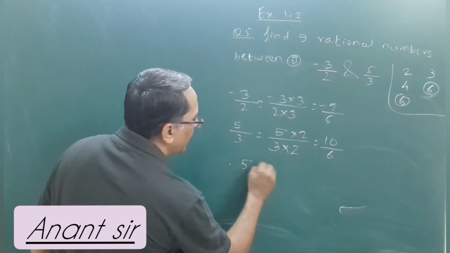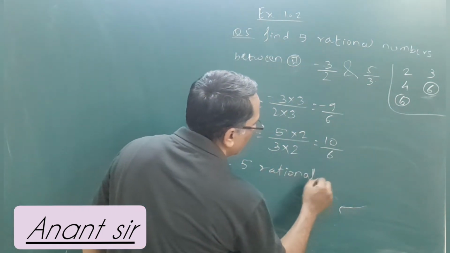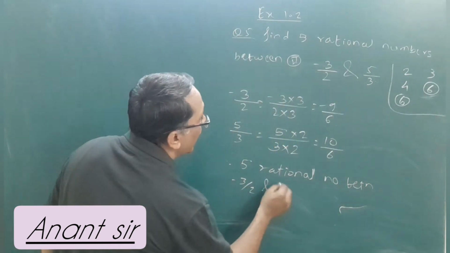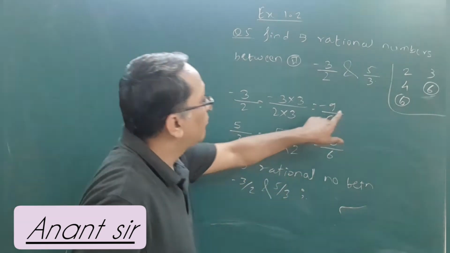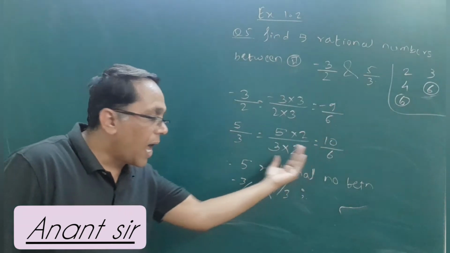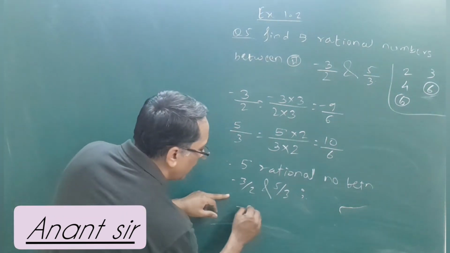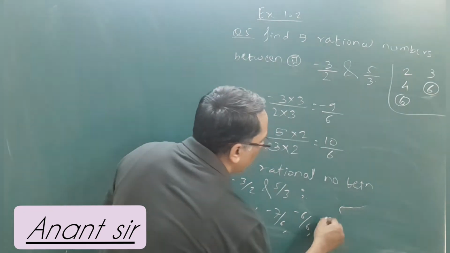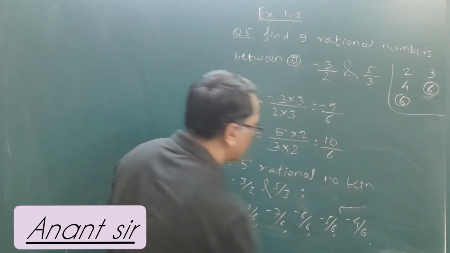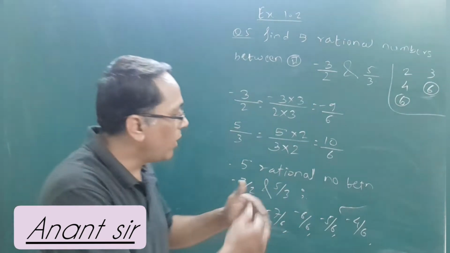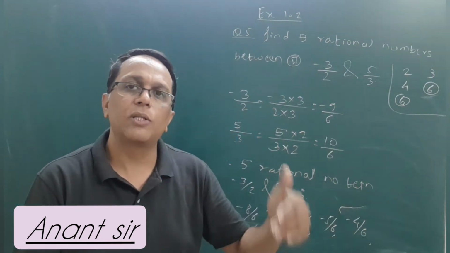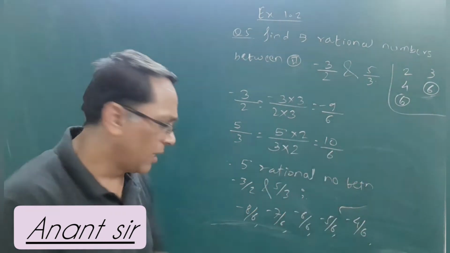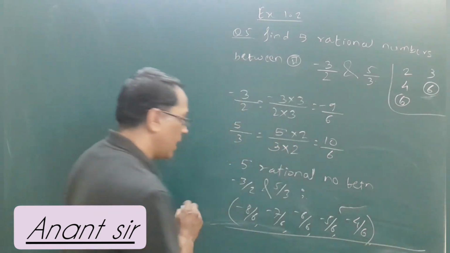So therefore 5 rational numbers between minus 3 by 2 and 5 by 3. Minus 9 by 6 was the last on the left hand side, right? So I will write minus 8 by 6, minus 7 by 6, minus 6 by 6, minus 5 by 6, minus 4 by 6. 5 are already over. If you want, then minus 3 by 6, minus 2 by 6, minus 1 by 6, 0 by 6, 1 by 6, 2 by 6, 3 by 6, up to 9 by 6, right? So these are the 5 which I have already written.